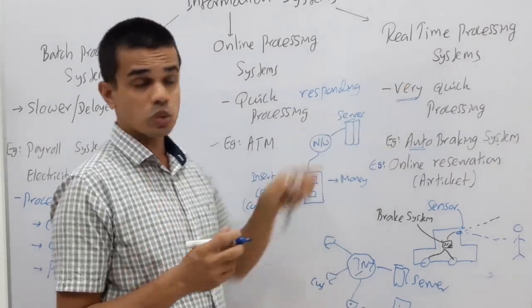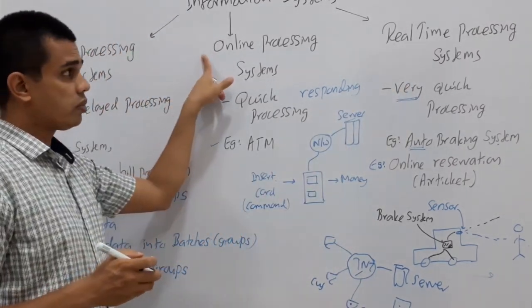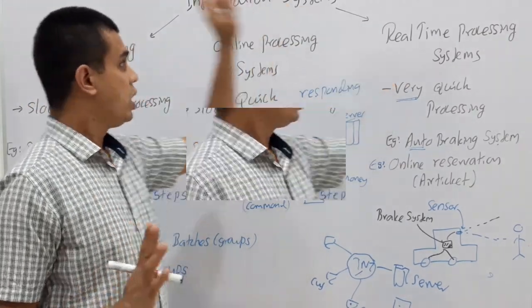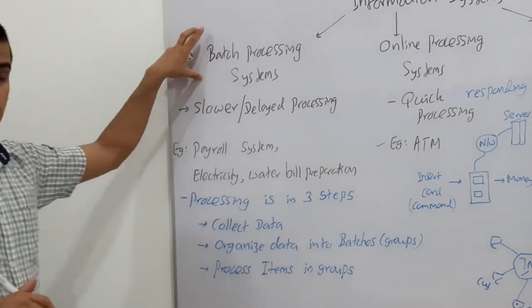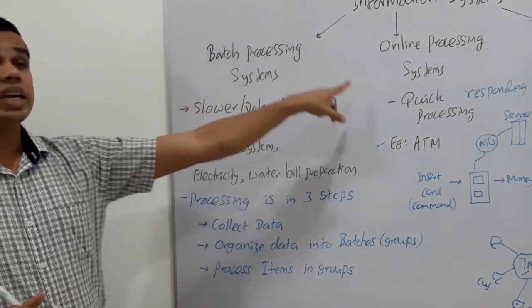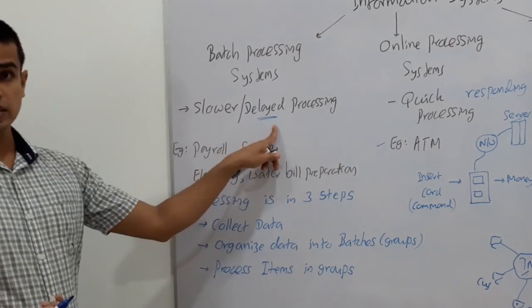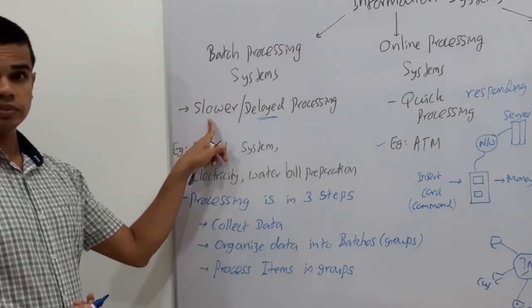I think you are clear with these two. Online is quick, real-time is very quick. They both are quick. Now we'll go to the batch processing system. Batch is not quick at all. It's a delayed processing, delayed responding system, slower in processing.